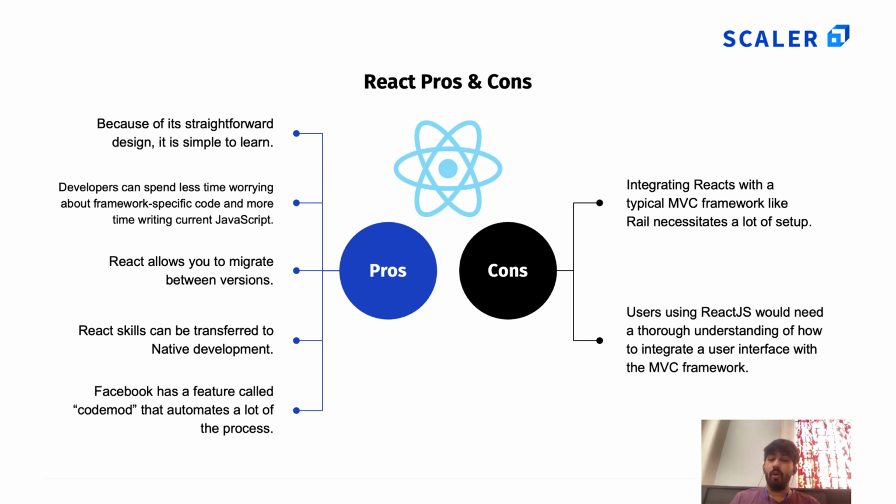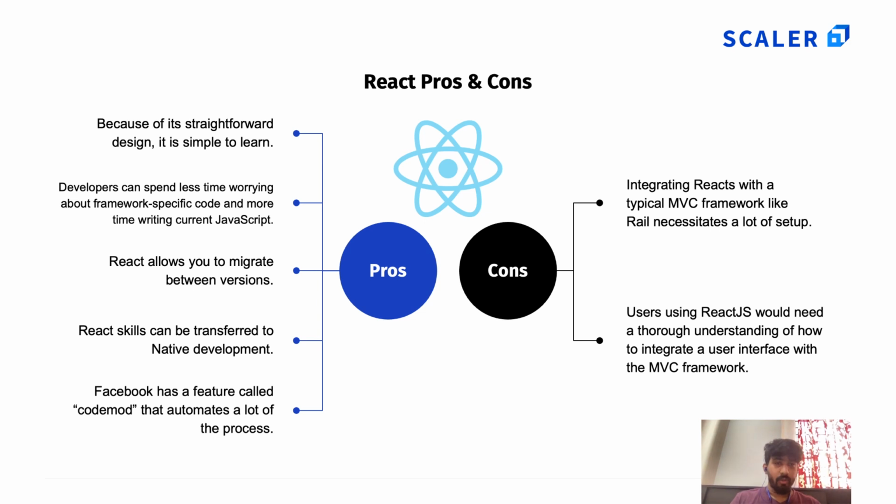Facebook has a feature called Code Mod that automates a lot of the process. So Facebook are constantly working on this feature called Code Mod. It's trying to automate lots of processes, which will make it much easier for you to develop applications in the long run. Because you don't want to enter every single thing, right? If Code Mod is available, it can automatically detect something, and it can automatically fulfill some of your tasks, without you even having to type that entire thing.